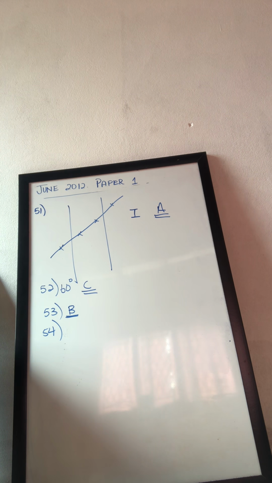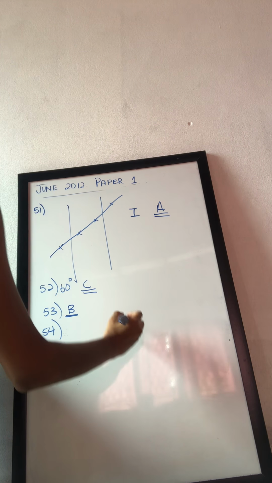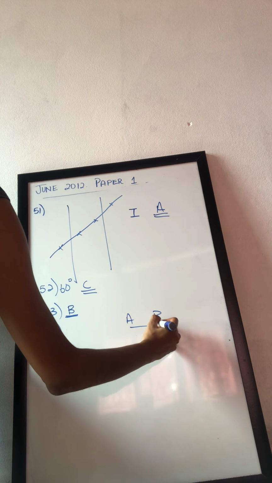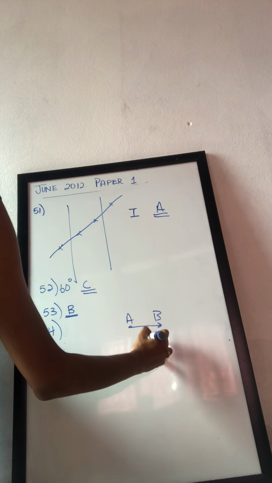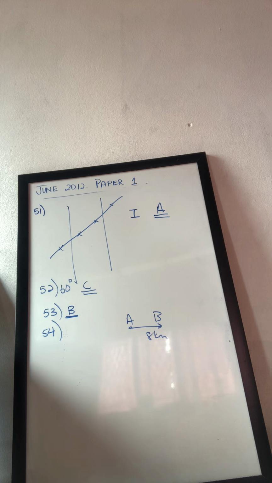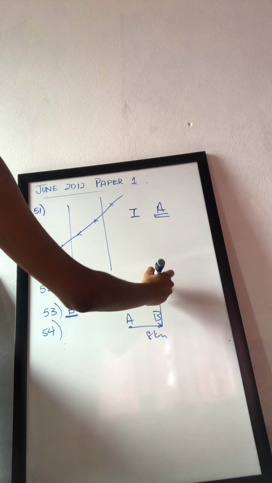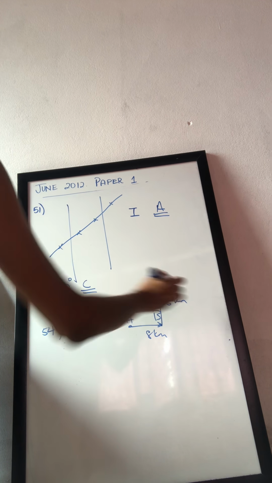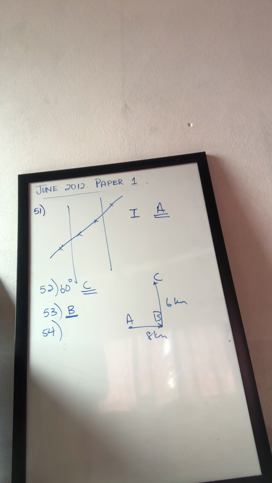54. They said that the ship sails 8 kilometers due east from A to B. So we're going from A to B. So from A to B, this length here must be 8 kilometers. So immediately A is out of it. Then they said it then sails 6 kilometers due north. So from B it would sail to C, which is 6 kilometers due north. So that would be C as the answer.